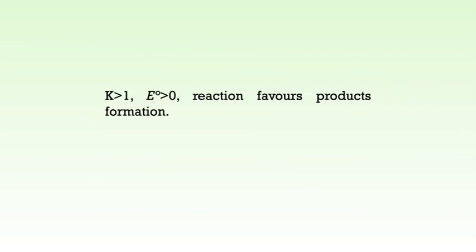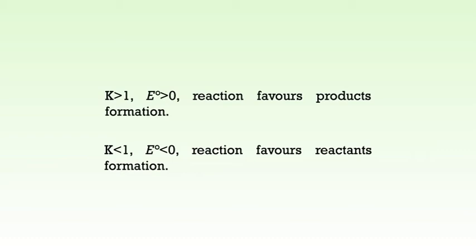Specifically, when K is greater than 1 and E naught is greater than 0, the reaction favors products formation. And when K is less than 1 and E naught is also less than 0, the reaction favors reactants formation. So that's how we derive the Nernst equation. Let's look at the application of this equation.